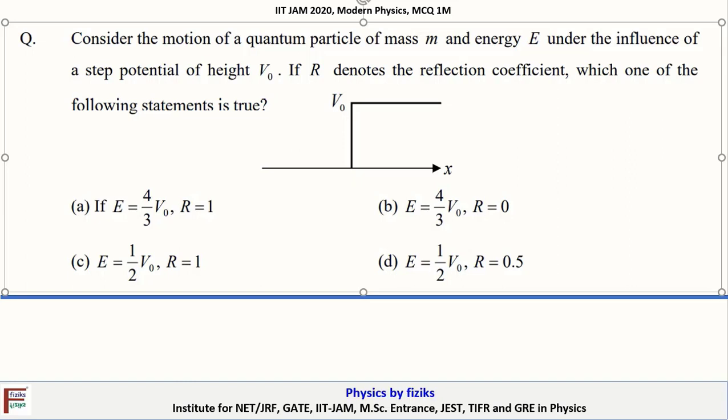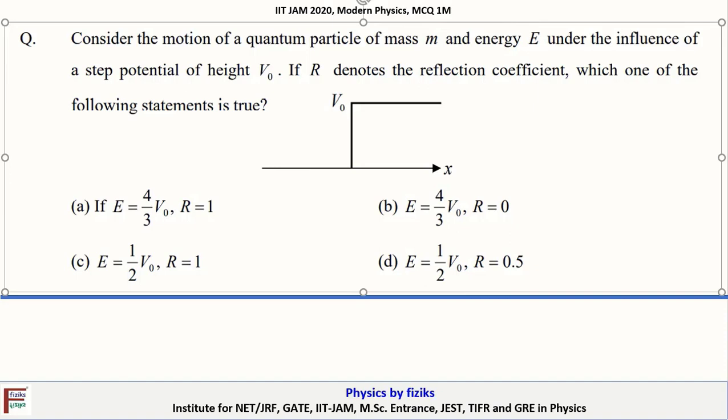Consider the motion of a quantum particle of mass m and energy E under the influence of a step potential of height V0. If R denotes the reflection coefficient, which one of the following is true?